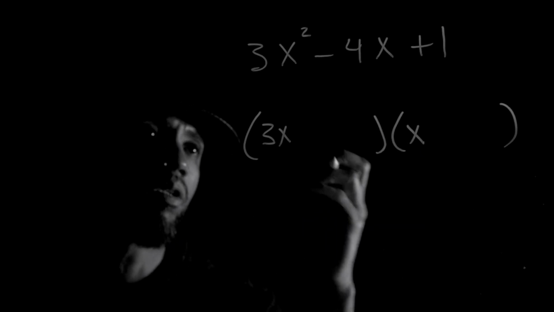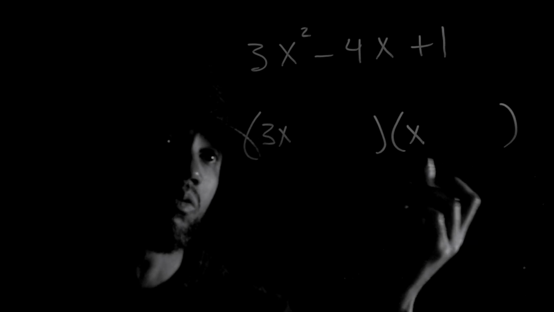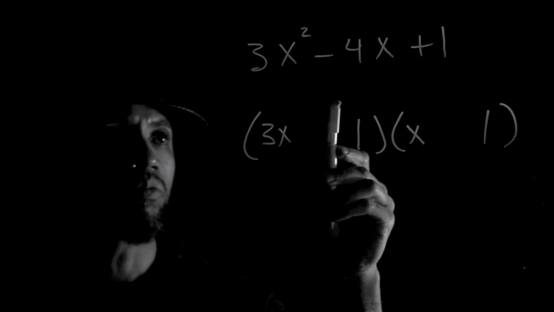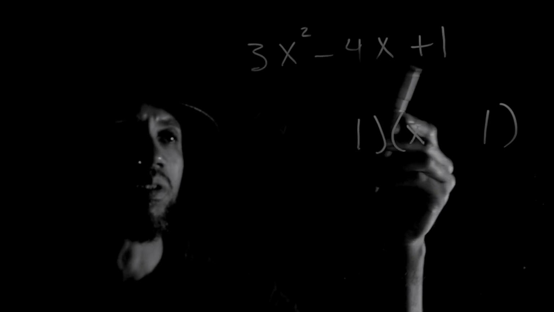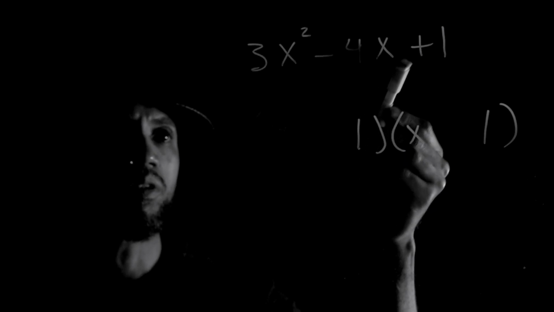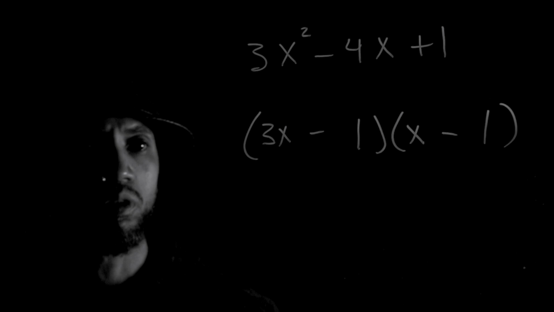Okay, and look at this one, 1. I only know one way to get 1: 1 times 1. But notice this is positive and this is negative, which means we're looking at a negative times a negative. A negative times a negative is a positive, but a negative plus a negative is a negative. So I'm putting a minus sign here. And now I want to see if it works.